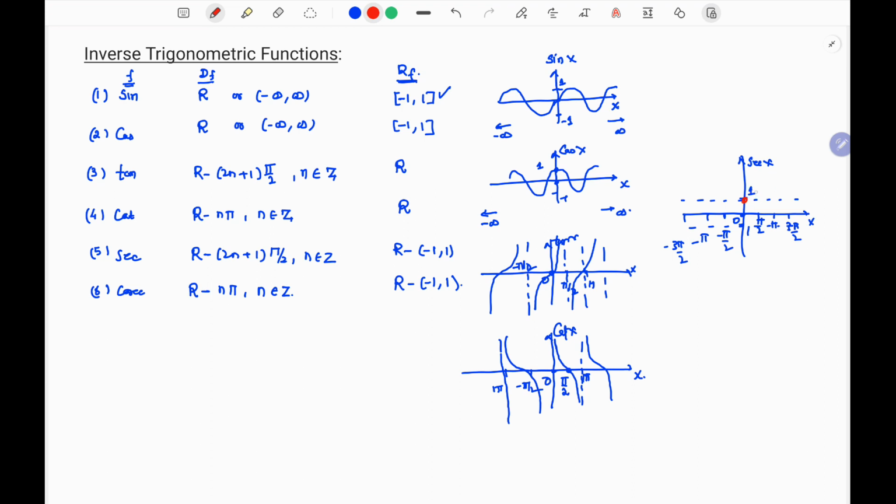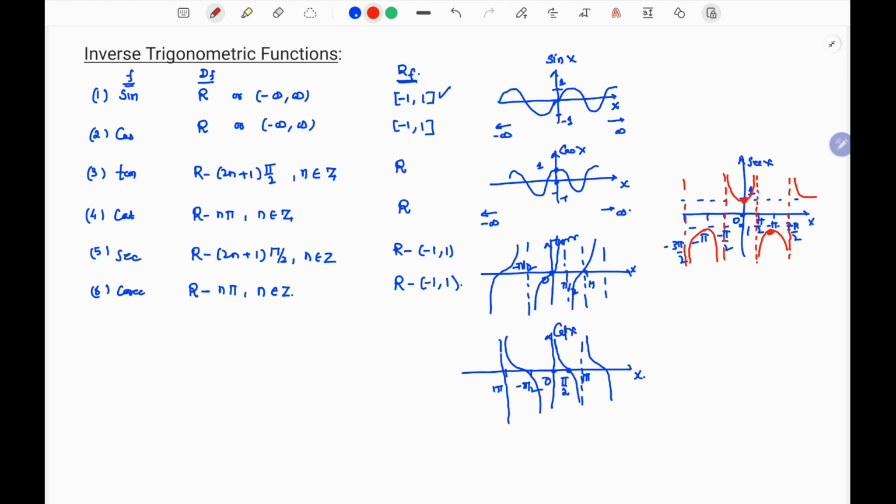At 0 sec x is 1, so it is increasing, and at pi by 2 it is undefined, and after pi by 2 on negative side it is drawn here. At pi its value is minus 1, and at 3 pi by 2 again it becomes undefined. So in similar way its graph is repeating. We have this shape of the graph. This is the sec x.